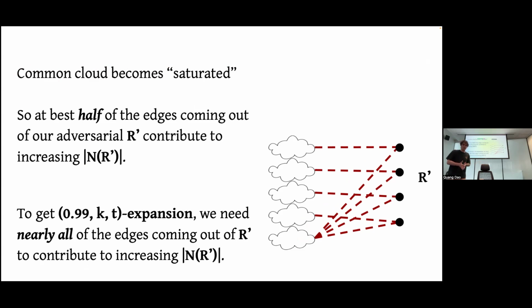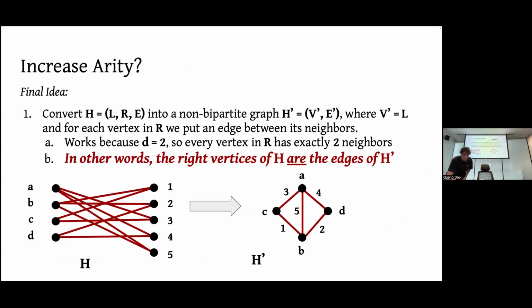So at best, we can hope that about half of the edges coming out of our set R prime will make the neighborhood larger, but this isn't enough to get a 0.99 factor expansion. Because for 0.99, we need at least 99% of the edges going out to contribute to expansion. So our final idea is to increase the arity on the right side before doing this cloud augmentation, but in a very careful way.